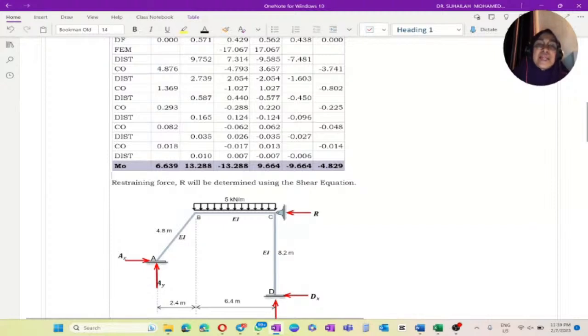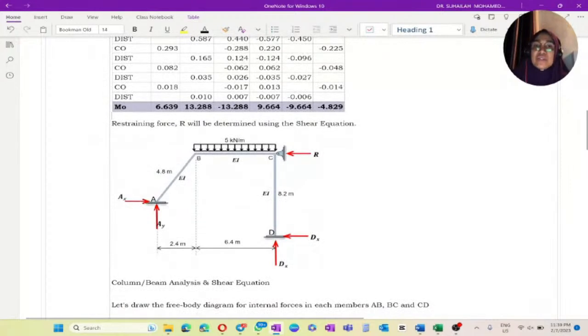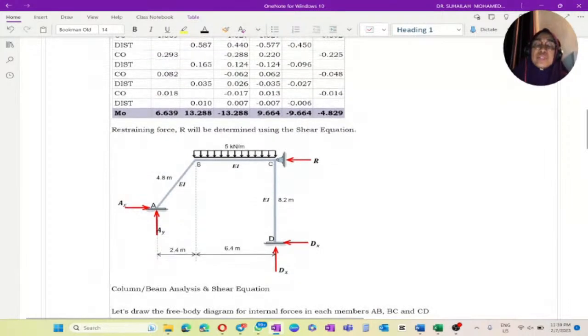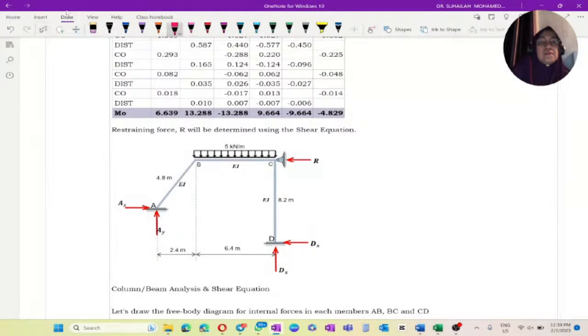We relate the first part and the second part using what we call the restraining force, so we have to find the value of the restraining force. The restraining force comes from the imaginary support that we put at C, so that we change the condition of the frame to a properly restrained frame. Due to that, there will be a restraining force acting in the left direction here.